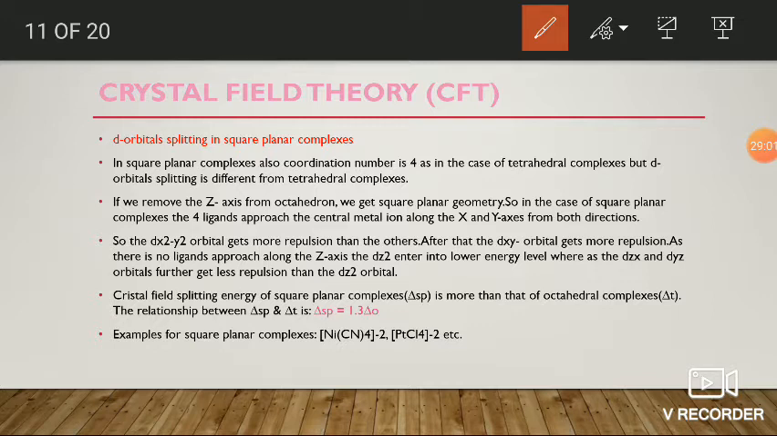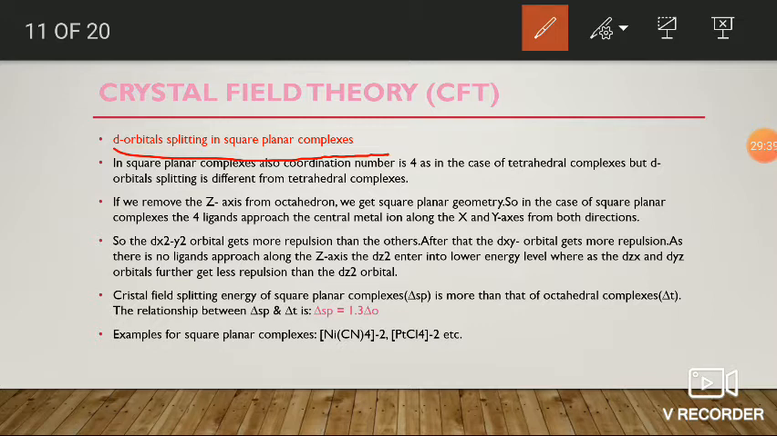Next, the third one is d orbital splitting in square planar complexes. Till now we discussed the splitting of d orbitals in octahedral as well as tetrahedral complexes. Octahedral is an example of six coordinate complexes, and tetrahedral is an example of four coordinate complexes. Four coordinate complexes are generally of two types based on hybridization. They may be tetrahedral or square planar geometry. In tetrahedral and octahedral complexes, the splitting is quite reverse to each other.